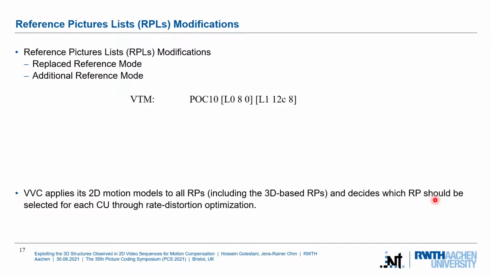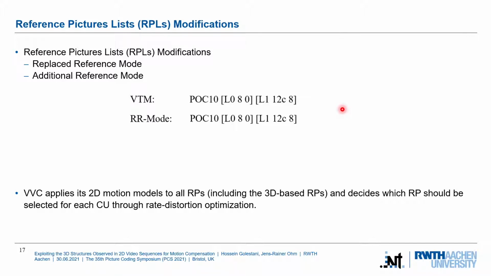Okay, so then we should put this 3D based synthesized reference picture into the VVC reference picture list. We have tested two different modes here, the replace reference mode and the additional reference mode. Let's have a look at the plain VTM reference picture list. So, for example, for POC number 10, we have two lists, list 0 and list 1. Each contains, of course, two reference pictures.